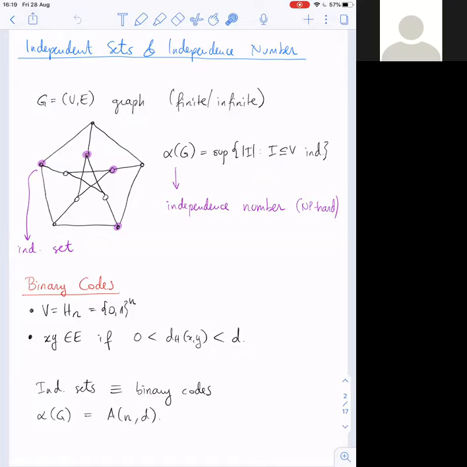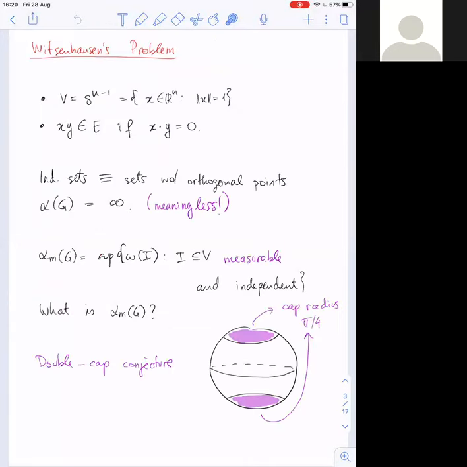Because if you have 2 vertices that are at distance less than d, then they are adjacent in the graph, and then they cannot be together in the independent set. And then you immediately realize that the independence number of this graph is just the maximum size of a binary code, this parameter A(n,d). And there are several other problems. There is this problem that I like very much.